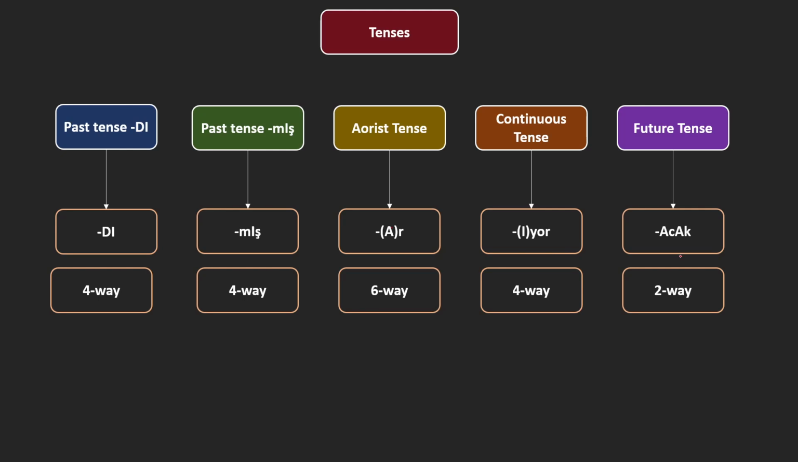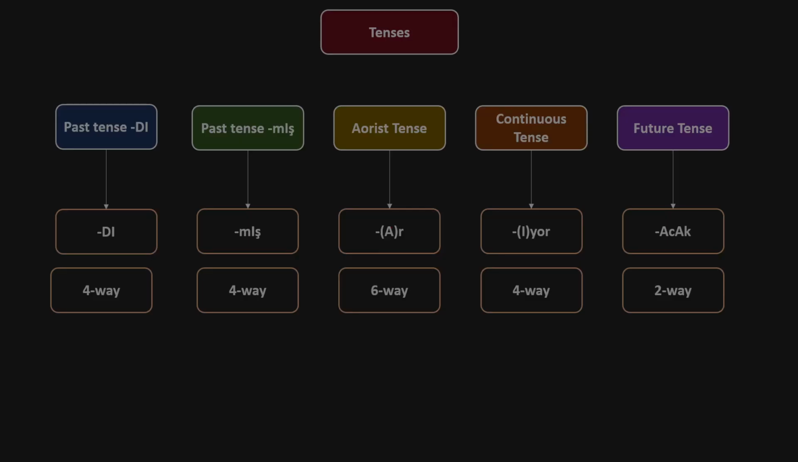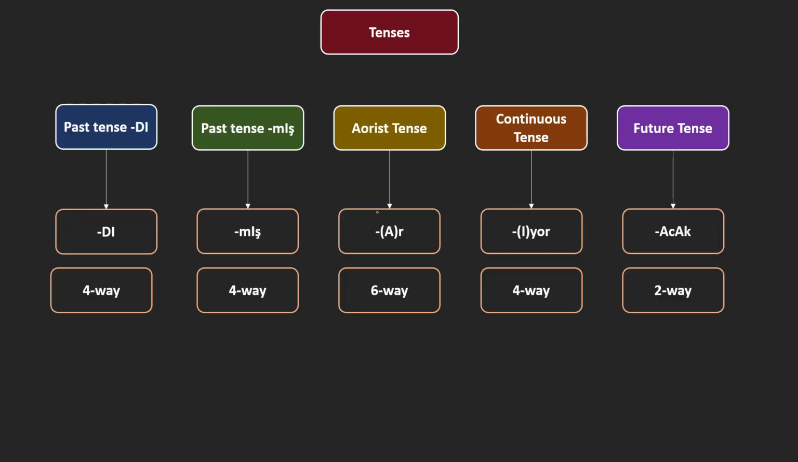So -acak is two-way, so that means this is either -acak or -ecek. And then continuous tense, it is four-way. This is -ıyor, -iyor, -uyor, -üyor. All the four vowels. Four-way simply means four vowels. And aorist, six-way, this is different. This is basically 4 plus 2, so it uses both of them. And the rest is also four-way.